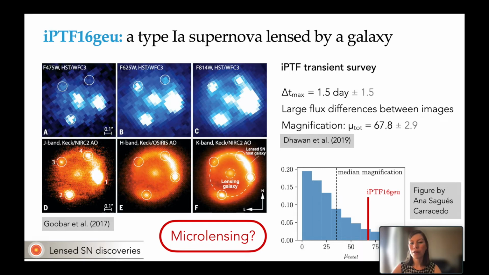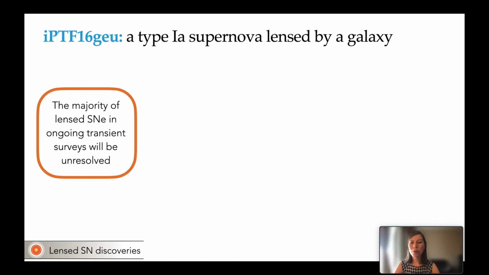But of course it's very difficult to draw conclusions from only one object, and we really need a larger sample in order to say more about this. So why has it been so difficult to discover more of these supernovae lensed by normal galaxies, since we only have one? Well, this is because in the current transient surveys, such as ZTF or the Pan-STARRS telescope, the majority of the lens supernovae that would be discovered would actually be unresolved. So you would not be able to see the multiple images.